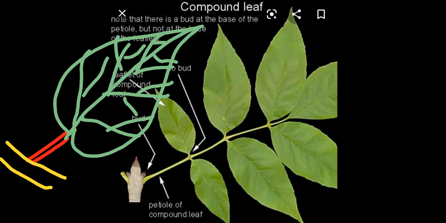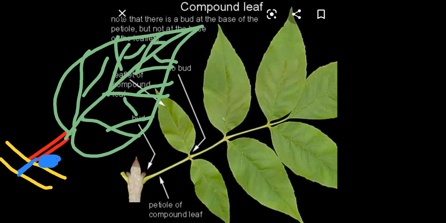Correct, Disha. Very good. Nodes. So here we call it the node. And with the node, remember, one more structure is present, from which branches arise. Very good, Gia. Axillary bud. So this is your axillary bud, right? That is present at the axil position, so we call it the axillary bud.